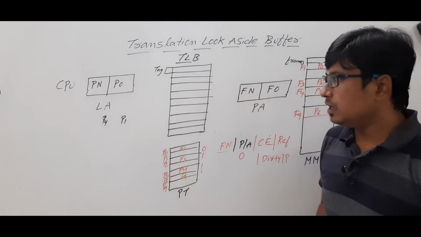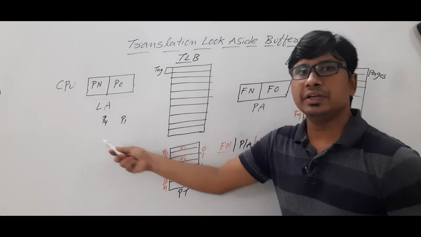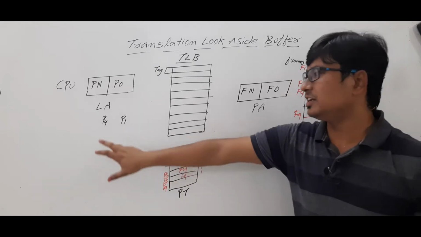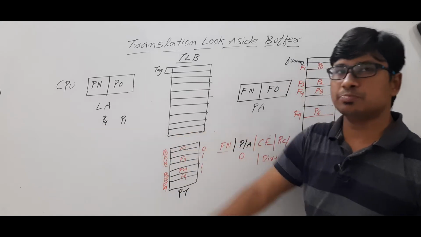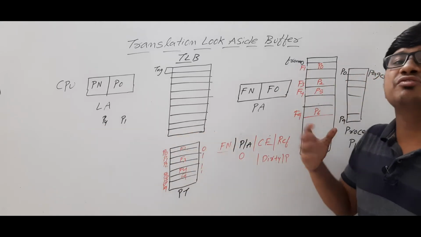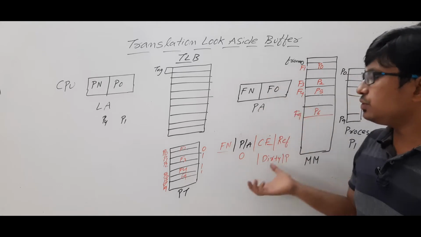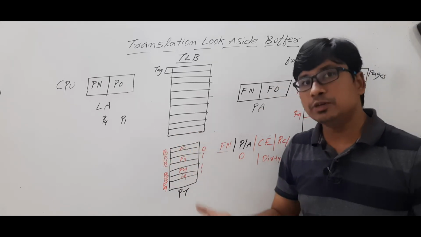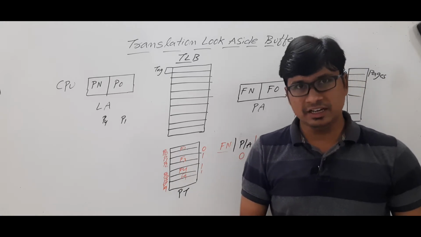Let's consider that process P1 is stored in main memory, in which page number 4 is there. Is it clear? Page number 4 of process P1 is stored in which frame of the main memory? Somewhere you need to store that information. That information is available in the page table. So this page table also we need to store somewhere. Am I right or wrong?